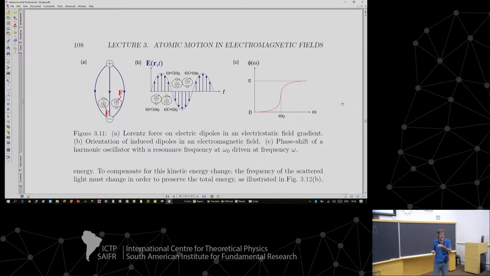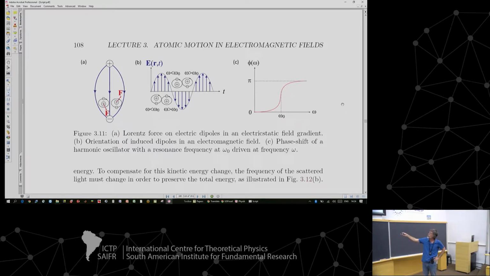So the electron is bound like a harmonic oscillator by the nucleus. Now below resonance, where omega is the frequency of this oscillation and omega 0 is the transition frequency, there is no phase shift between the induced dipole and the electric field. Without an electric field, the atom would be neutral and there would be no dipole. But the electric field induces a dipole because the electron is free to move.